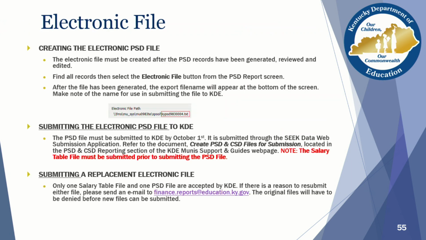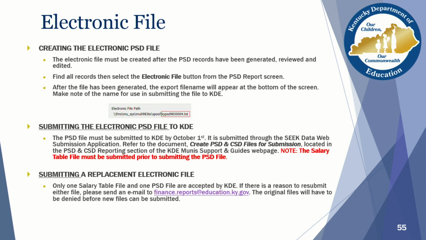And so the electronic file. The electronic file must be created after the PSD records have been generated, reviewed, and edited. Find all records, select electronic file from the PSD report screen. Again, you're going to get a file name that you'll want to note. You'll need that when you submit to KDE.